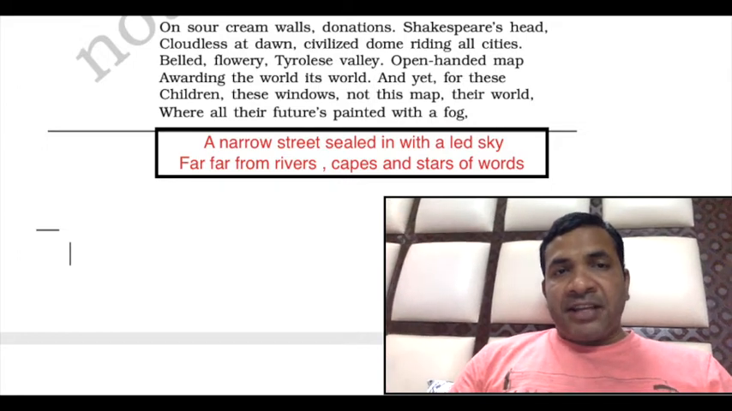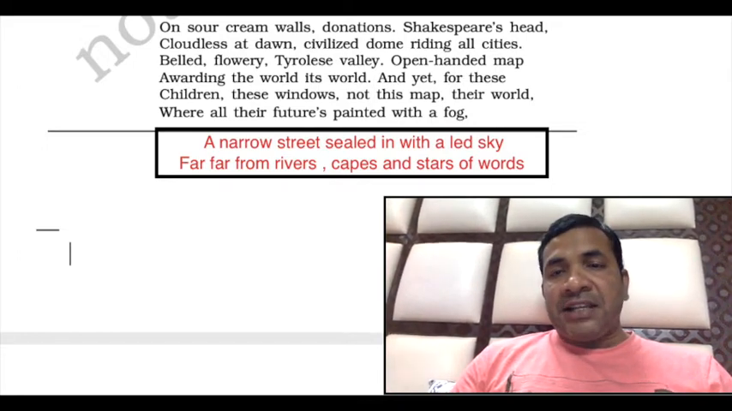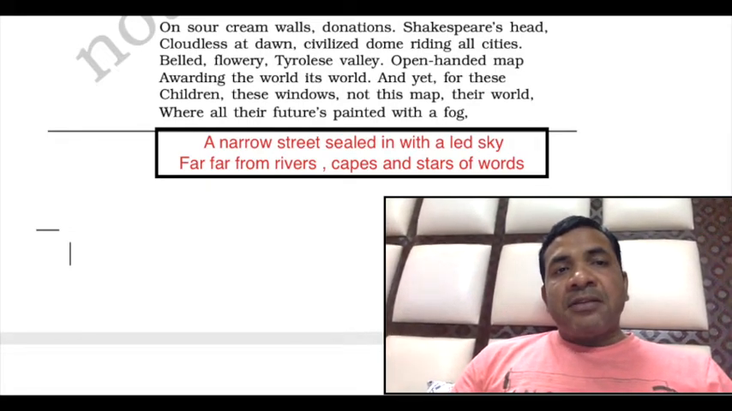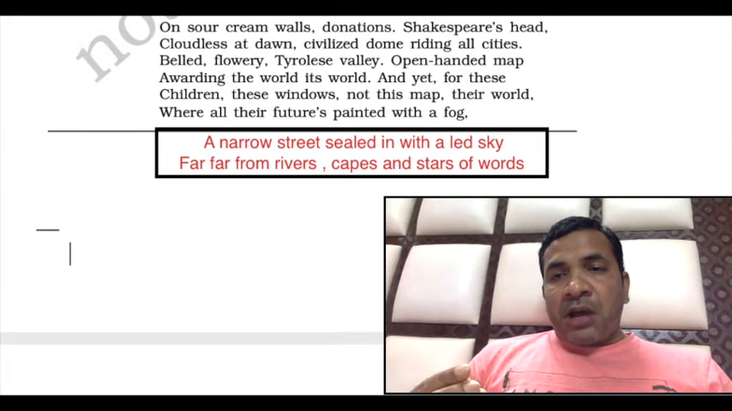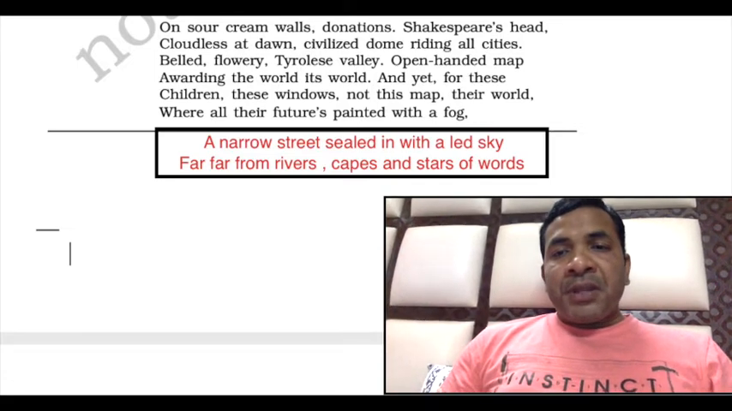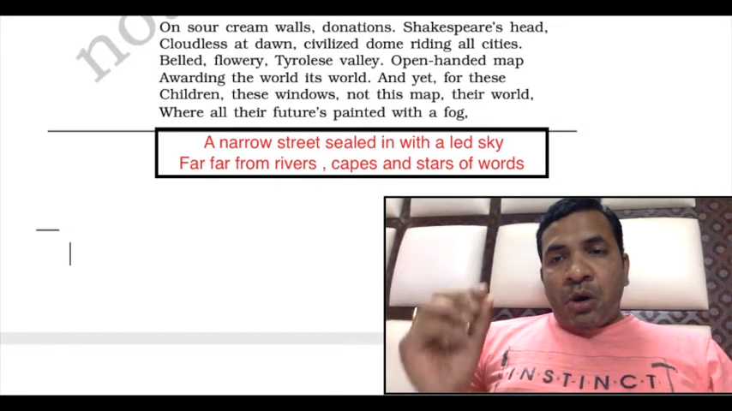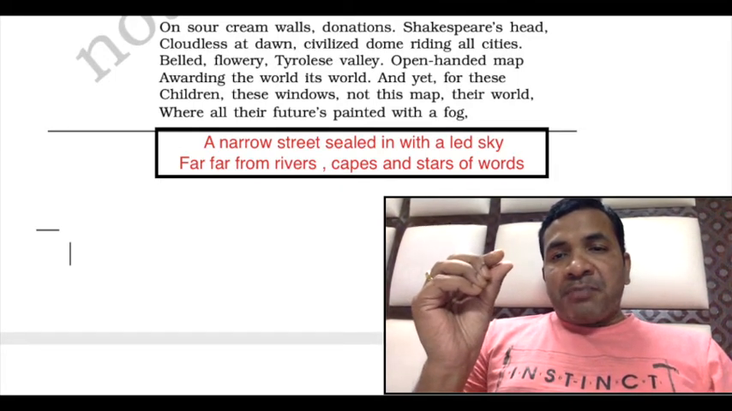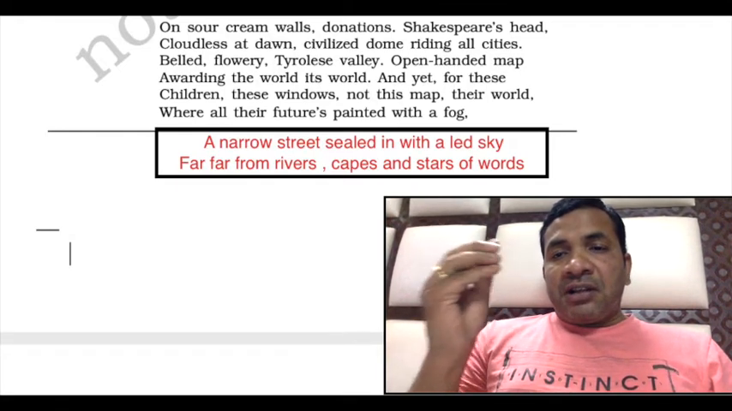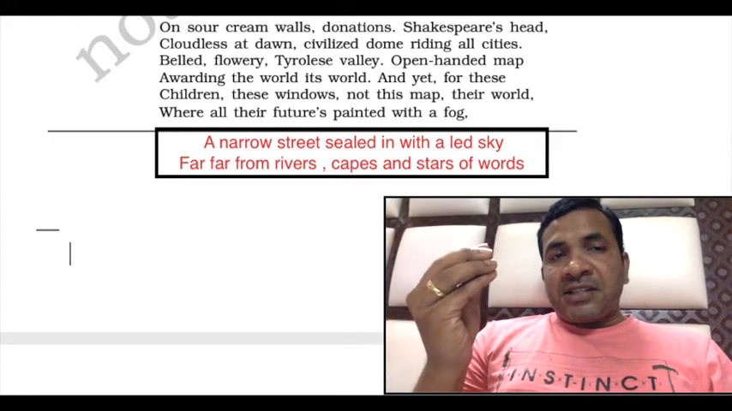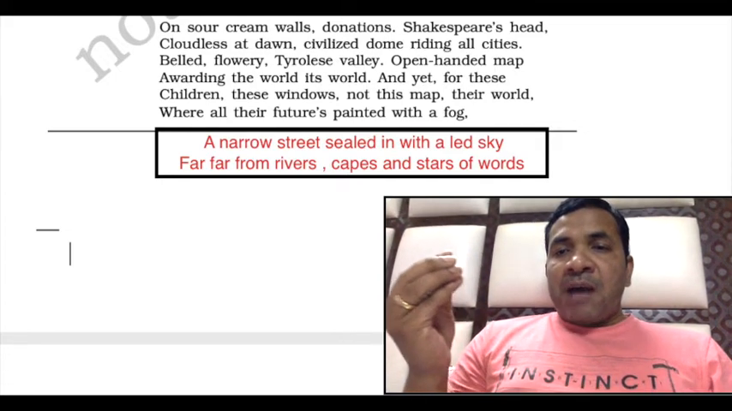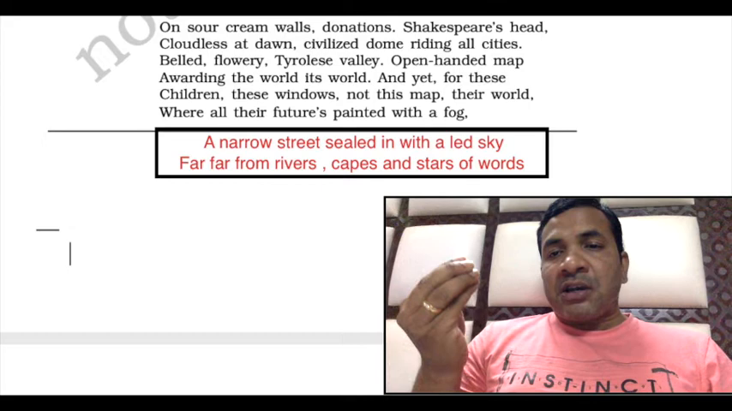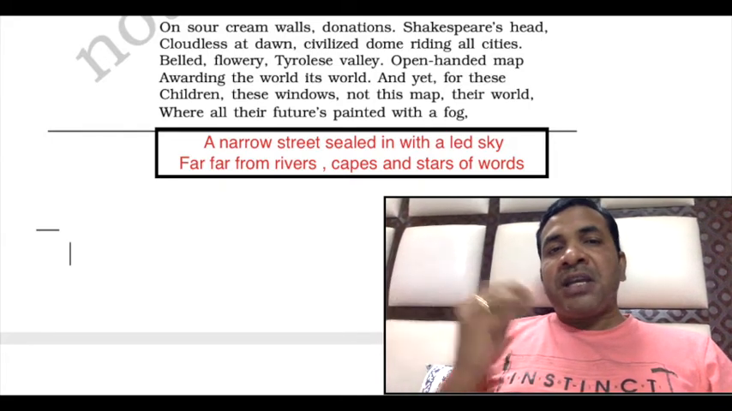Then there is another picture of the Tyrolese Valley. This is the name of a valley, Tyrolese Valley, and it is built and flowery. There are flowers blooming onto the branches of the trees, and it is built. Built means, this is the imagination of the poet, that on the branches of the trees and plants, small bells have been tied, and they just produce a jingling sound as the wind blows. So that is how it is built and flowery, Tyrolese Valley.